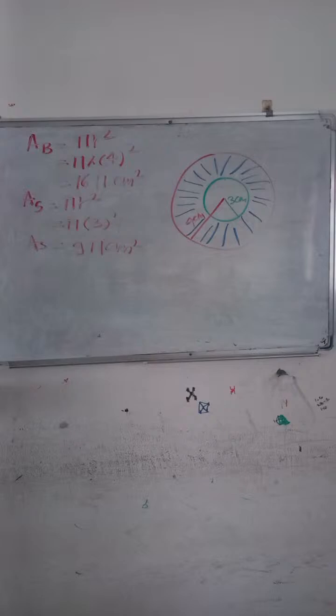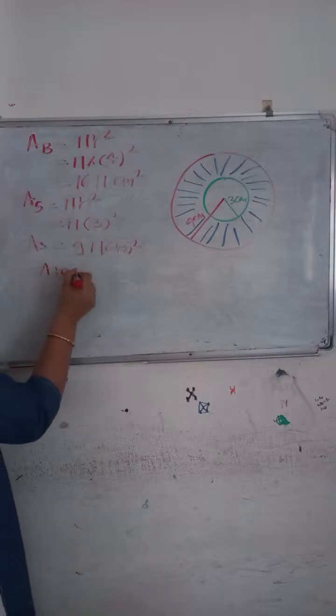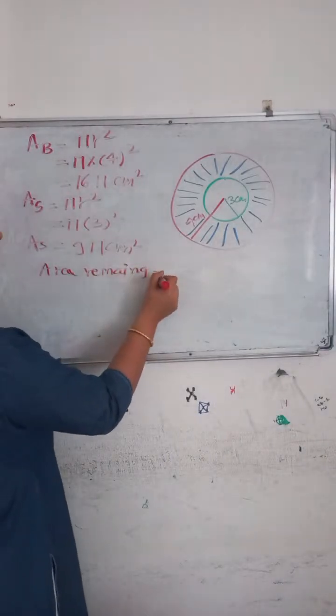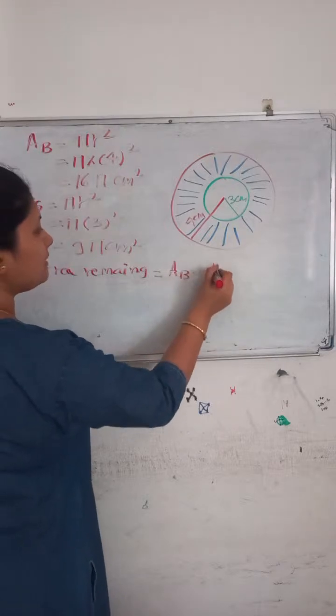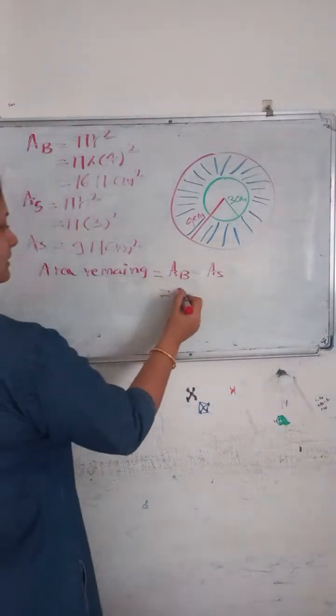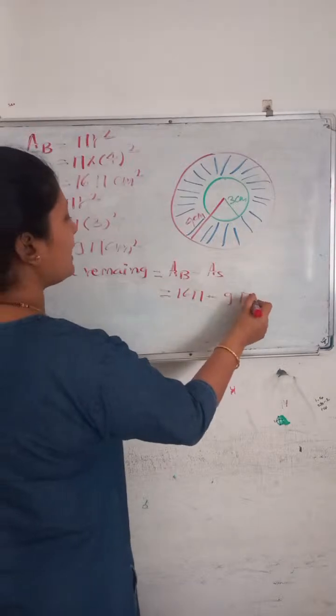Okay, once you get this, you can subtract the smaller circle from the bigger one. So write down area remaining. Area remaining is area of the bigger circle minus area of the smaller circle. Area of the bigger is 16 pi, and area of the smaller one is 9 pi.